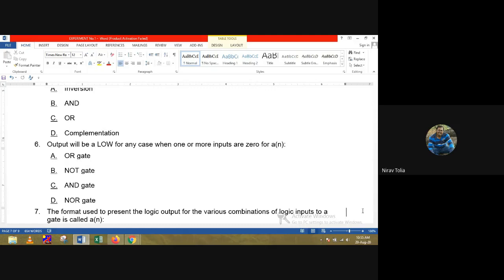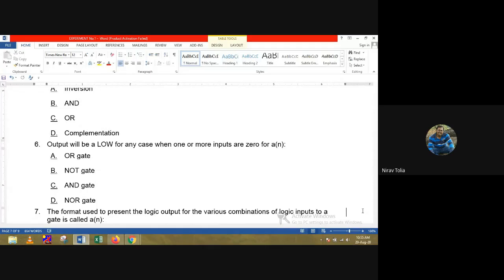For the AND gate, if any one input of my AND gate is 0, then my output is 0, because its equation is A dot B. So if A is equal to 0, 0 multiplied with anything is 0 only. So my answer is AND only.